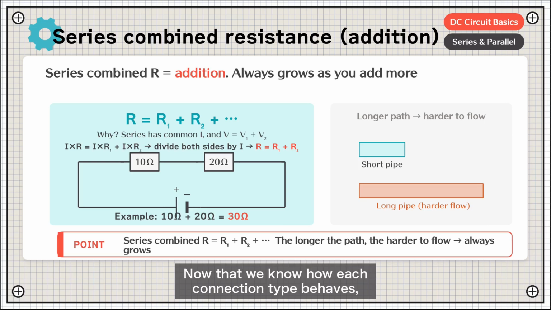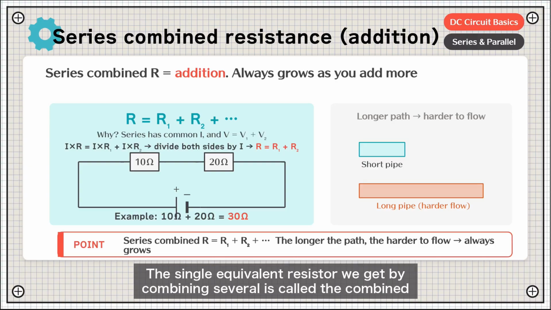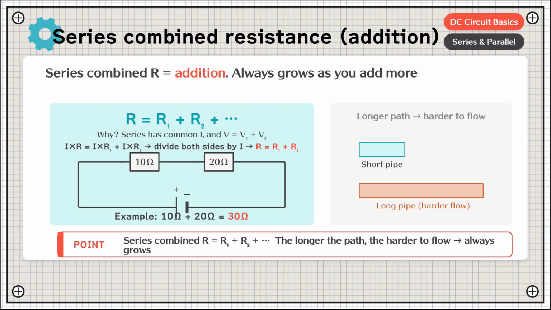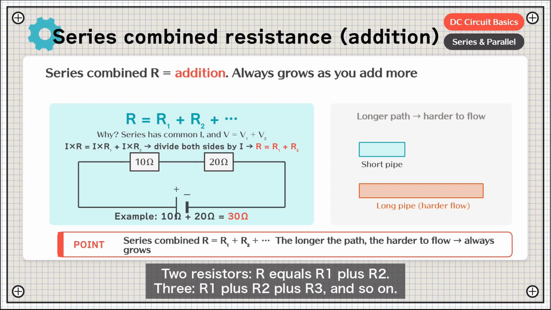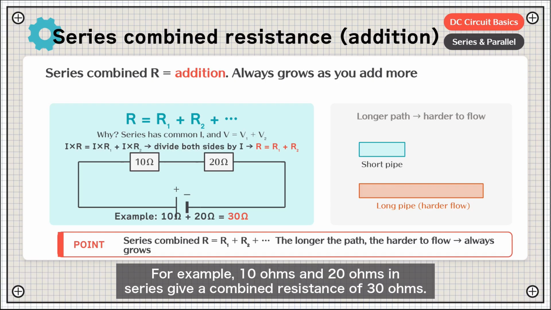Now that we know how each connection type behaves, let's calculate the overall resistance of the combination. The single equivalent resistor we get by combining several is called the combined or equivalent resistance. For series, the combined resistance is simply the sum of all the individual values. Two resistors, R equals R1 plus R2. Three, R1 plus R2 plus R3, and so on. For example, 10 ohms and 20 ohms in series give a combined resistance of 30 ohms.